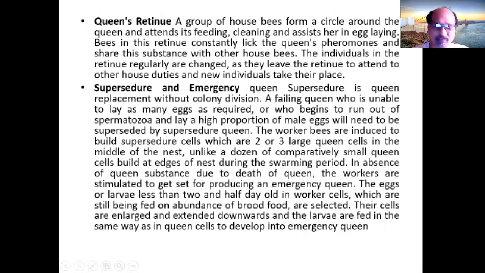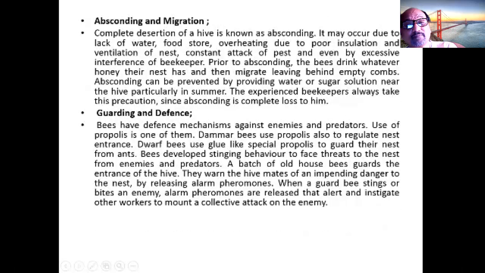So in the emergency, they build up and feed the worker bee larvae, and a number of queen cells start to develop there. When the queen loses her egg laying capacity, or can produce only unfertilized eggs, then they take the decision to develop a new queen, and that is known as the supersedure. Okay. Then the absconding and the migration.